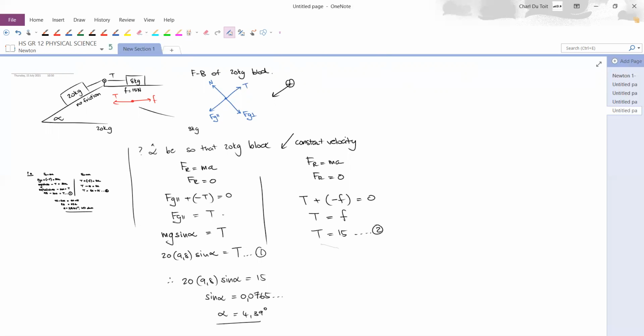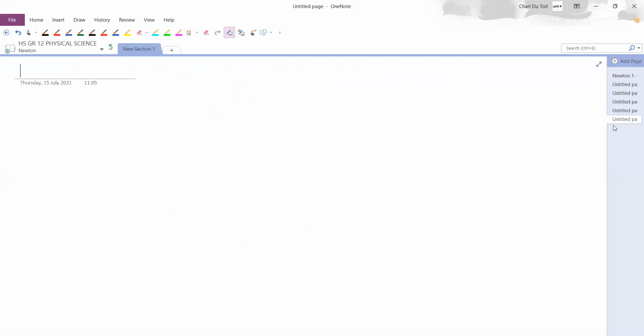All right. Okay, so that's the type of stuff you're going to get from Newton. And there's also Newton's universal gravitational force. Do you want to have a look at that?